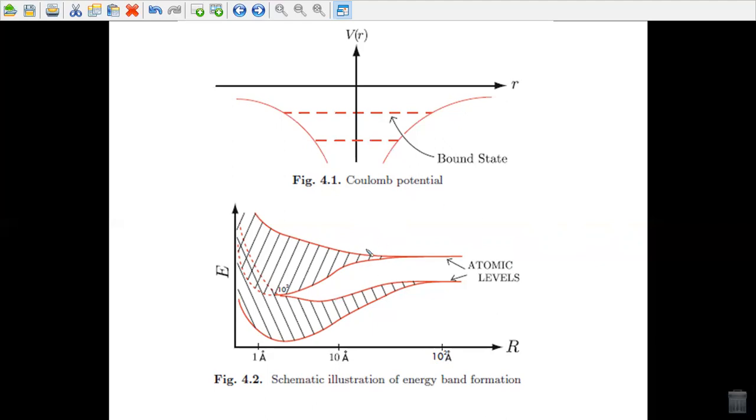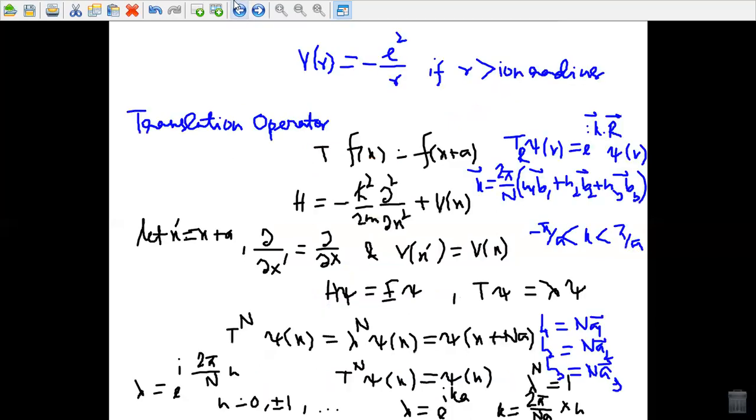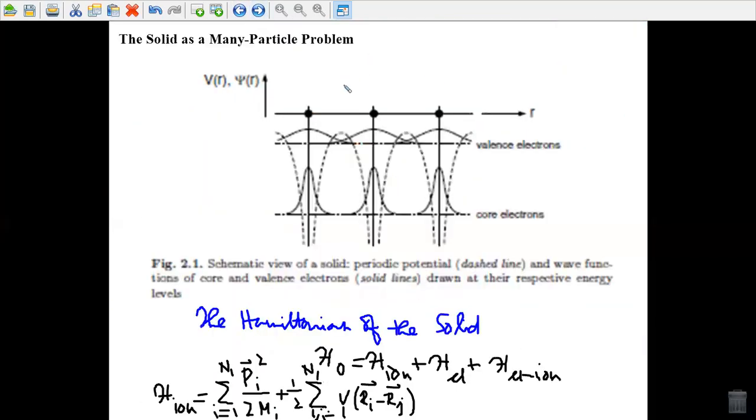So this is a typical Coulomb potential like behavior. Here it varies as 1 upon R. These are the bound states, and these are the band formation for atomic levels. Previously, it was like a single straight line, which is atomic levels, and as it comes closer, these split into bands like that. So this is the important consequence when an electron feels the potential due to two nearest neighbor ion pairs, as seen in this figure.